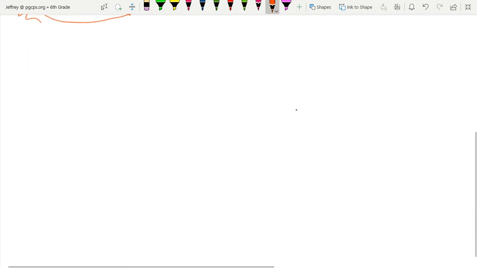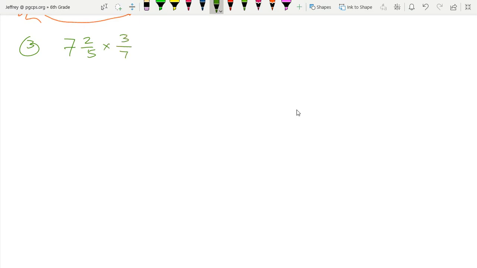For number 3, let's try to do 7 and 2/5 times 3 over 7. All right, so if we have this, let's change the mixed number into an improper fraction. It's easier. So the denominator times the whole number is going to be 35. 5 times 7 is 35. Then add the numerator. That's going to be 37 over 5 times 3 over 7.